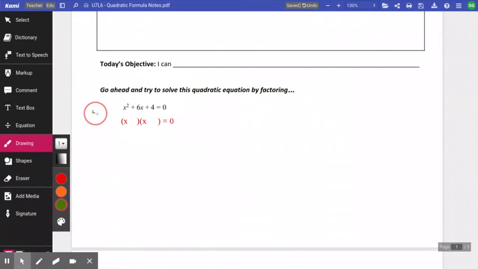If we're having trouble coming up with factors of 4 that do that, let's make ourselves a list. There's 1 times 4, but that can't combine to give me 6. And then there's 2 times 2, but that also can't combine to give me 6. So we have a problem here. I cannot solve this by factoring because there's no way to factor this quadratic expression.